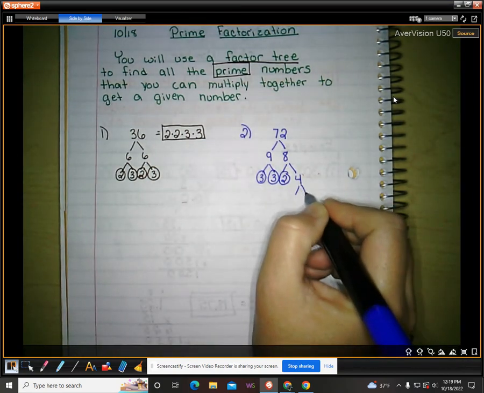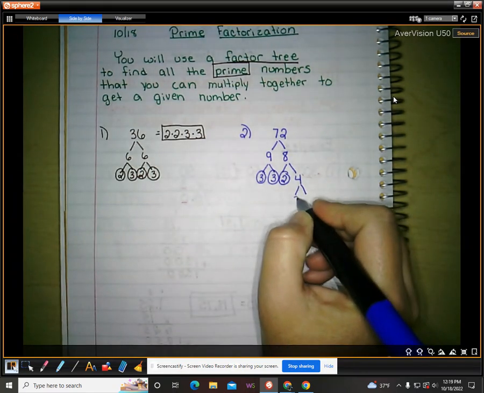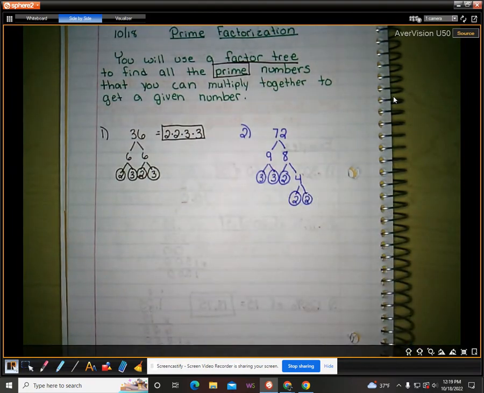Now I have to deal with 4. What can I multiply to get 4? Jordan? 2 and 2. And those are both prime. So you have all prime numbers at the end of your branches. Your prime factor tree is done.